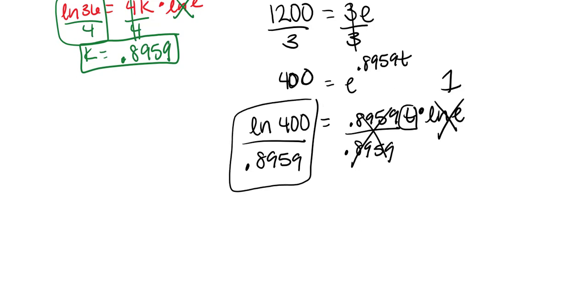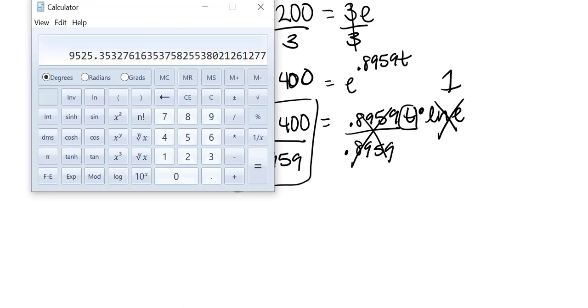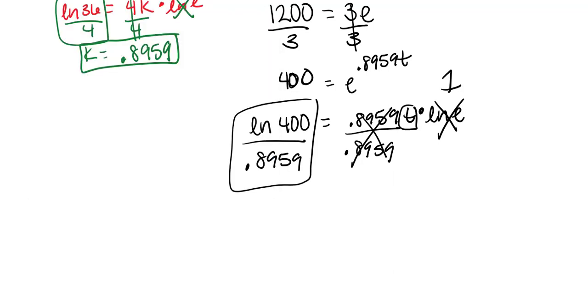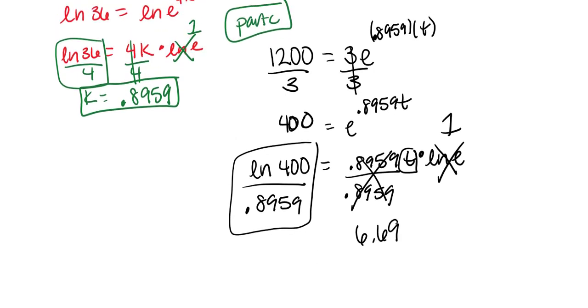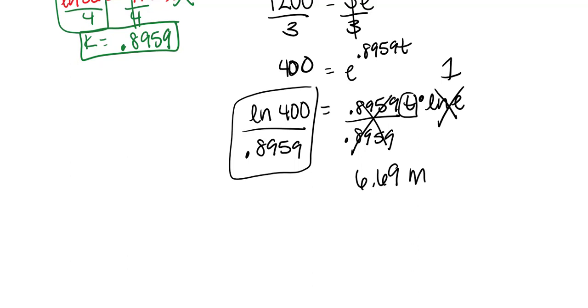So let's go ahead and get our calculators out. So we take 400, take the natural log of that, then we're going to go ahead and divide by 0.8959, and we get 6.69. And what is that in? Well, we're looking at months for this one. So now let's do another example.